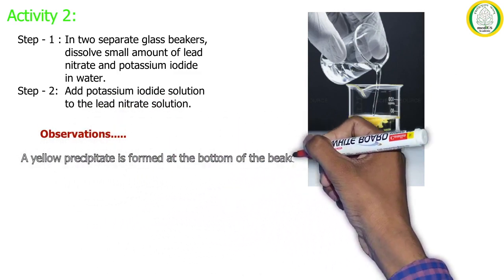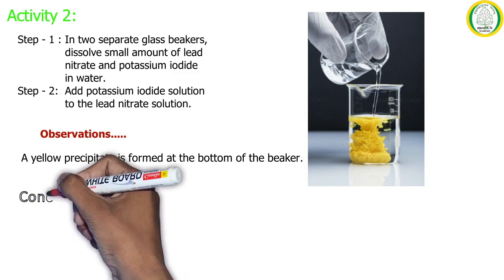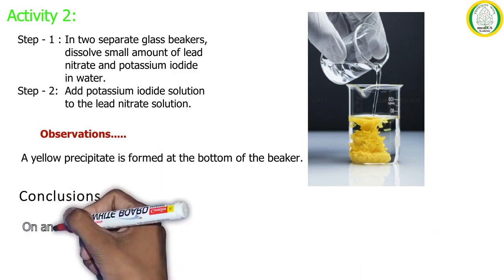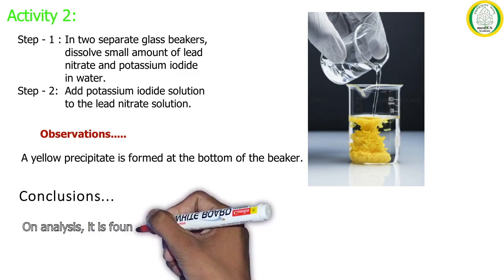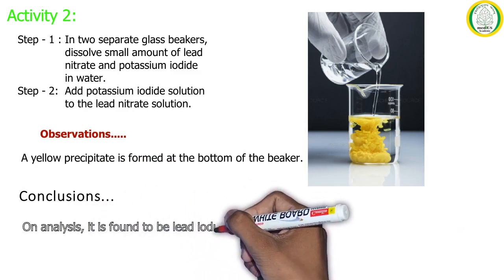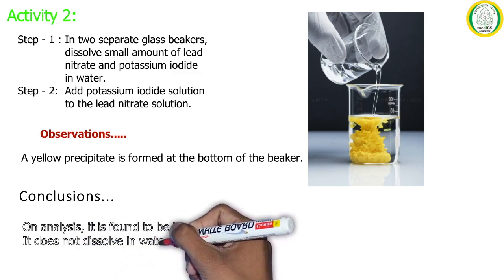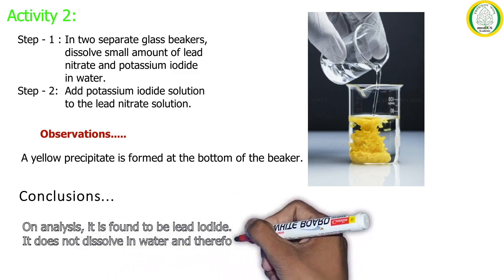Now, what are the conclusions of this experiment? On analysis, it is found to be lead iodide, and it does not dissolve, and therefore it separates as a PPT or precipitate.